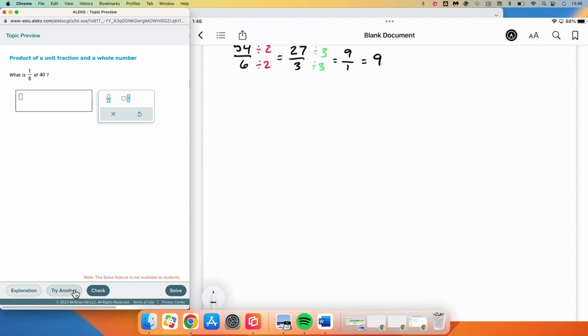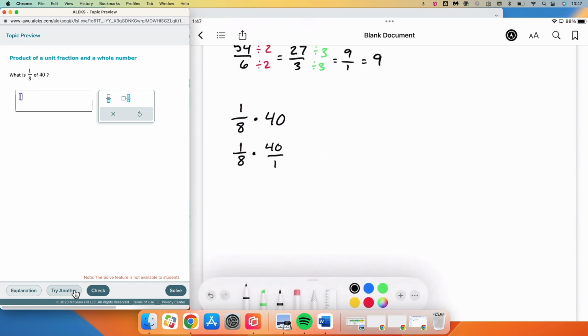So our second one here, 1/8 of, which means multiply, 40. So we will have 1 over 8. We will rewrite 40 as a fraction, so 40 over 1. When we multiply these, we multiply straight across, so 1 times 40 and 8 times 1. It's going to give us 40 over 8.